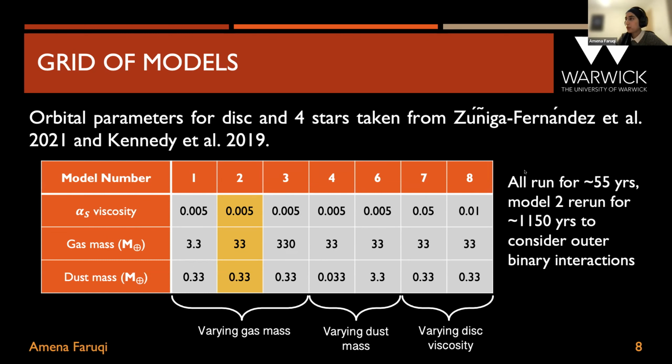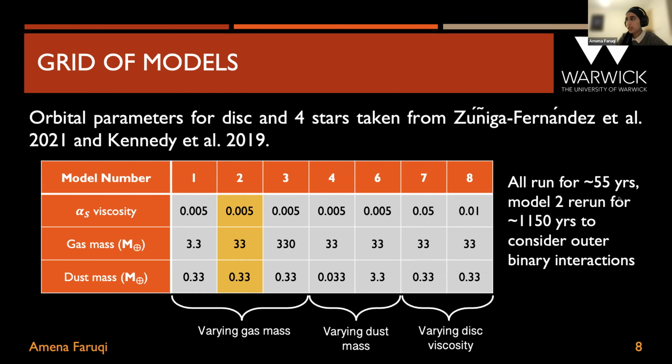All of these models, one thing to note, are run for a simulation time of about 55 years, which was about four and a half decades or so for the disk to have time to wash away any transients, and then an additional 10, 11 years for the actual transit to take place, because that's about how long it takes.